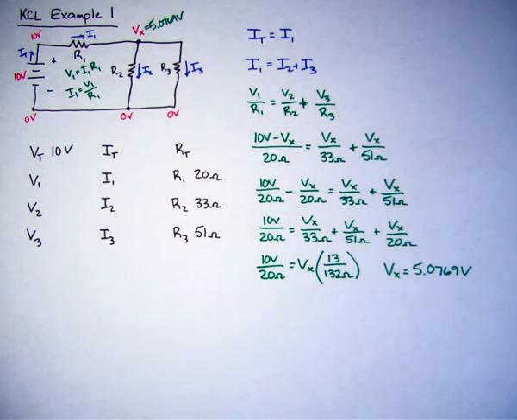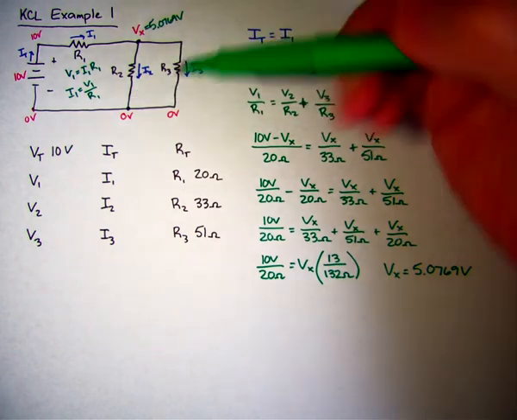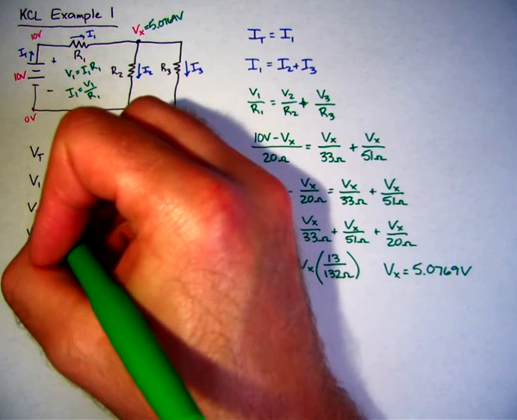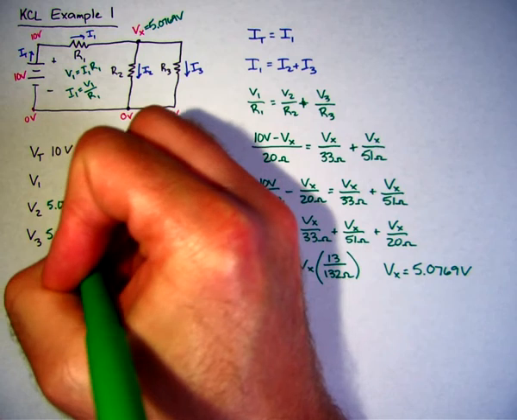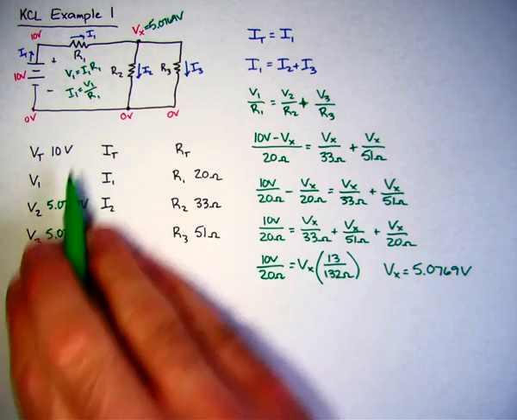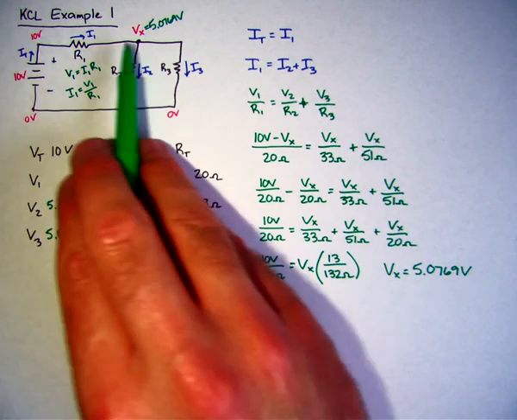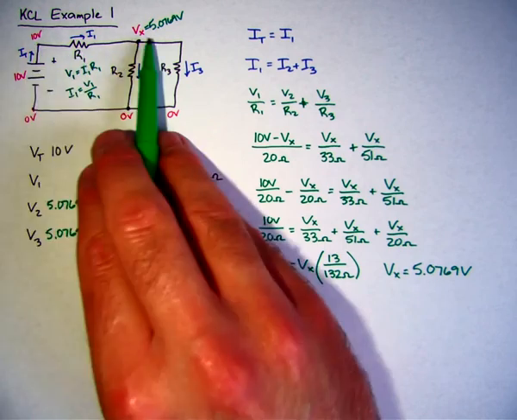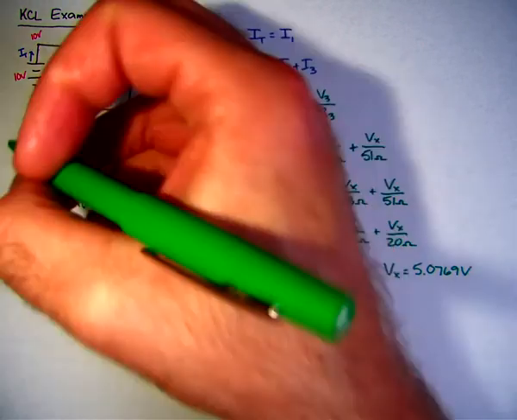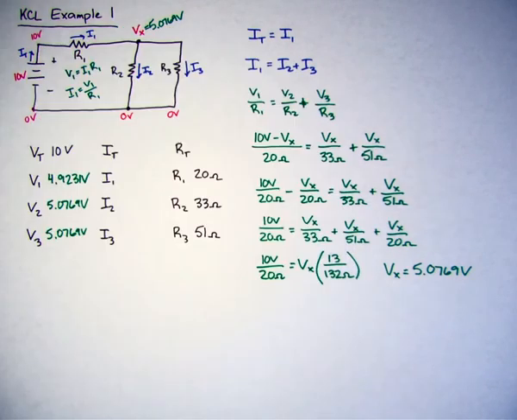5.0769 volts. So what that means is that I can fill in my different voltages, because I know across R2, it's just Vx. Across R3, it's just Vx. So V2 and V3 is just 5.0769 volts. For V1, it's not just that, but V1 is the difference. It's 10 volts minus this end result, and that tells us how much we dropped across R1. So 10 volts minus 5.0769 volts is 4.9231 volts. So there we go.